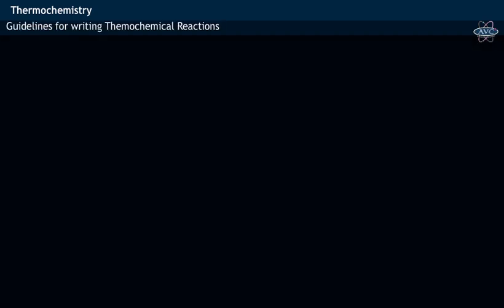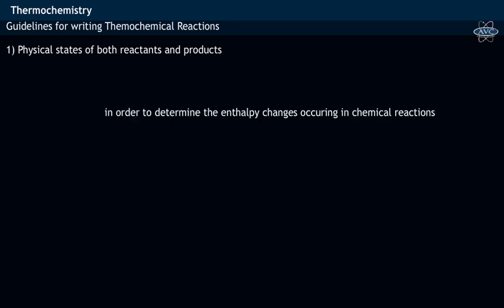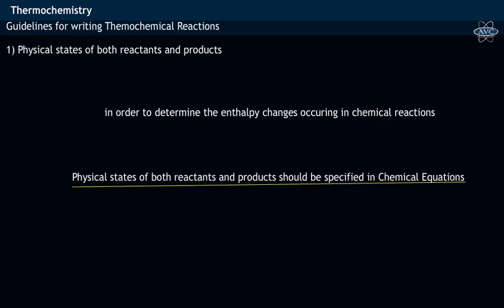Guidelines for writing thermochemical equations. Physical states of reactants and products. In order to determine the enthalpy changes occurring in chemical reactions, the physical states of both reactants and products have to be mentioned in chemical equations.